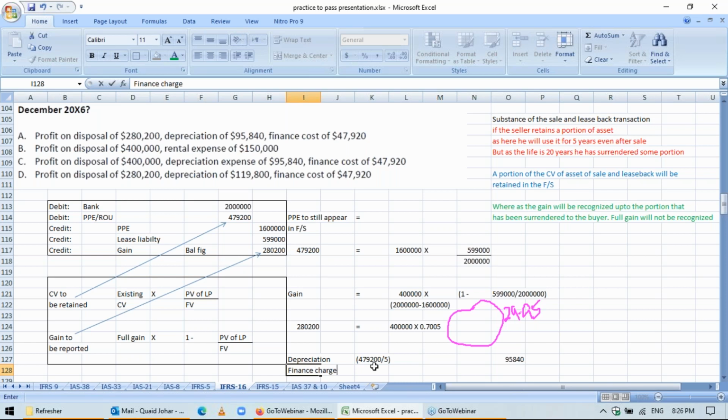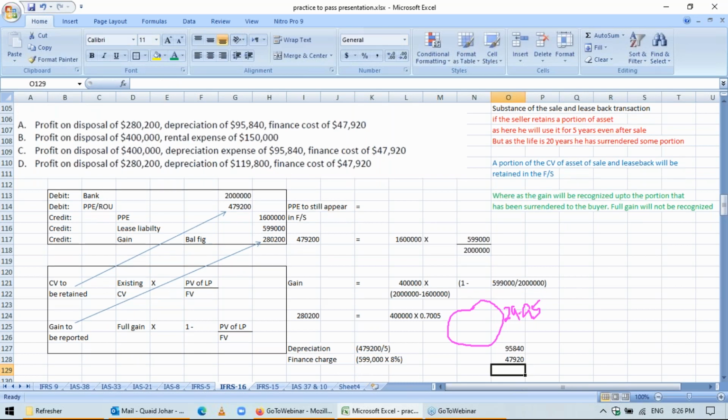after the sale and leaseback. So what was the liability? The liability was 5,99,000, and this remained until 1 year's time, and the interest rate on it is 8%. So calculate 8% on 5,99,000. This gives you 47,920. So the finance charge.